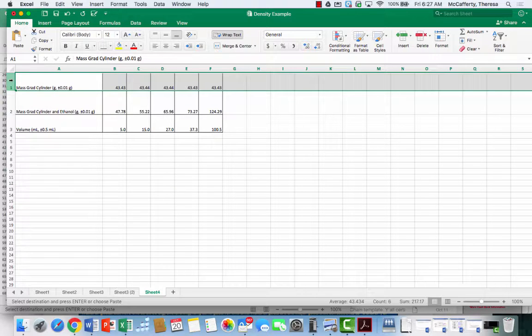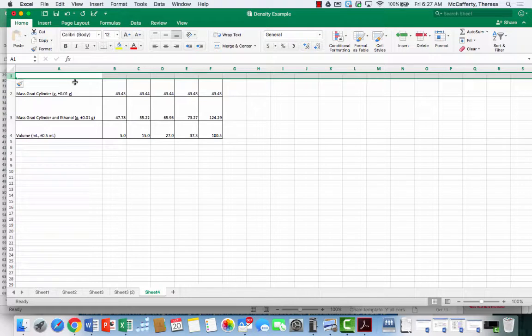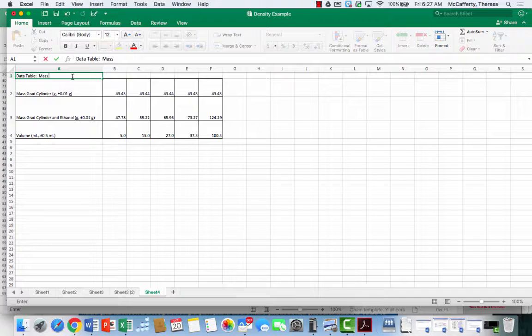chart so far, so I'm going to insert a row by doing a right mouse click. Okay. So now I can put a title on here, and this would be data table, mass and volume of ethanol and graduated cylinder. You can probably tell I don't like writing titles as much as you.